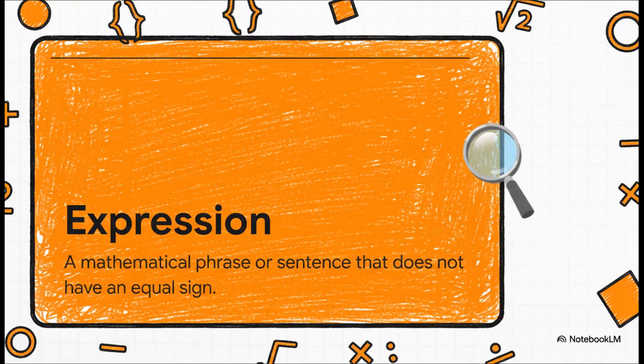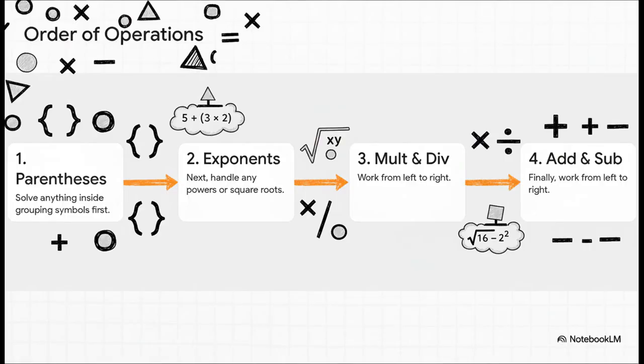Okay, before we dive in, let's just get a quick term out of the way. What we're working with here is called an expression. It's basically just a math problem without an equal sign. Our job is to simplify it down to just one single number. So, how do we fix the confusion? We use the order of operations.